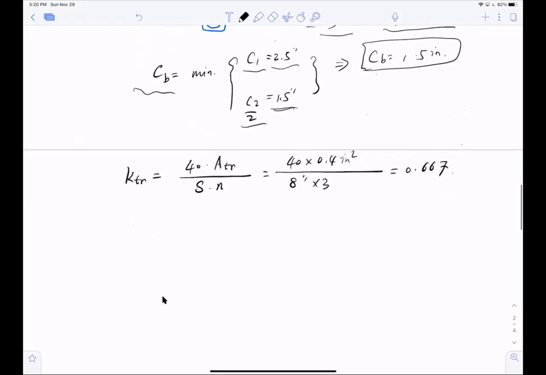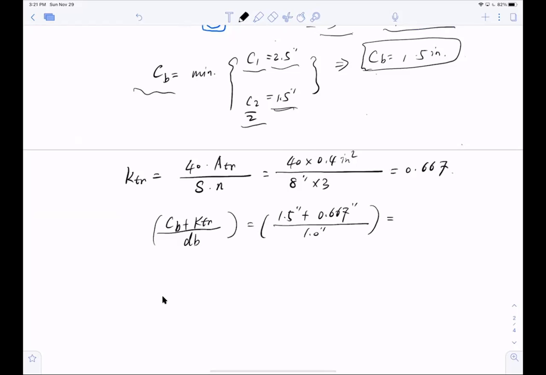Now with KTR obtained, I can calculate CB plus KTR divided by dB. This gives me 1.5 inch of concrete cover plus 0.667 of KTR divided by a 1.0 inch bar diameter. I get 2.167. This actually has no unit. This is a confinement factor. Just to double check, this is indeed smaller than 2.5, so we'll go ahead and use this number.